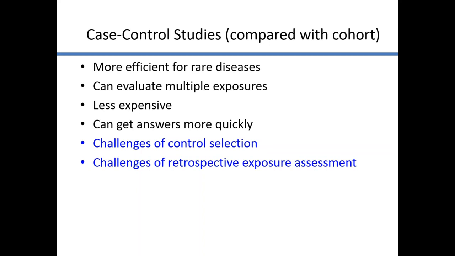Another challenge is retrospective exposure assessment. Okay, how many carrots did you eat in the past year? Well, if you say, I don't know, a lot of other people would say, I don't know either, unless you hate carrots, unless you're allergic to carrots, or unless you're a carrot aficionado and you know exactly how many carrots you ate. In a cohort study, we can say, all right, how many carrots did you eat today? We can monitor your exposure much better. We often rely on memory for a case control study, which can be faulty. People can also, by the way, not tell the truth on purpose.